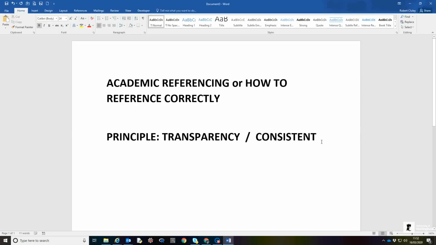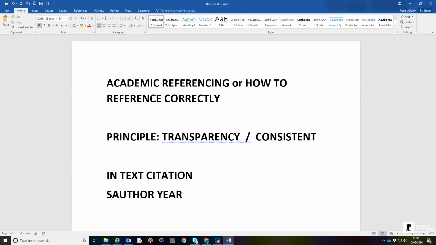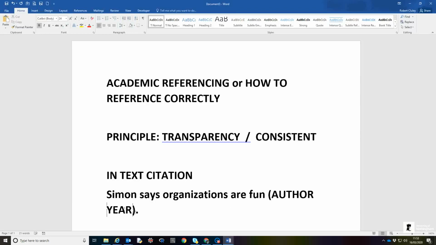So what are we looking for when we do referencing? Well, we want to know the author of the text that you're referencing, who wrote it. We want to know the year that they wrote it, or more accurately, the year that it was published, because that helps us to identify the text. So in an in-text citation, we need that information. So that might be that you just say, Simon says organisations are fun. So then you need the author and the year.